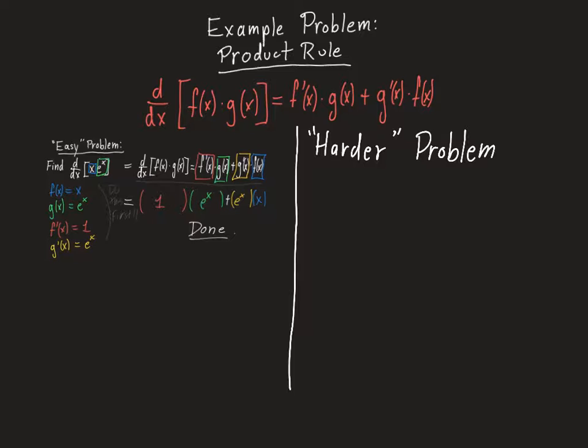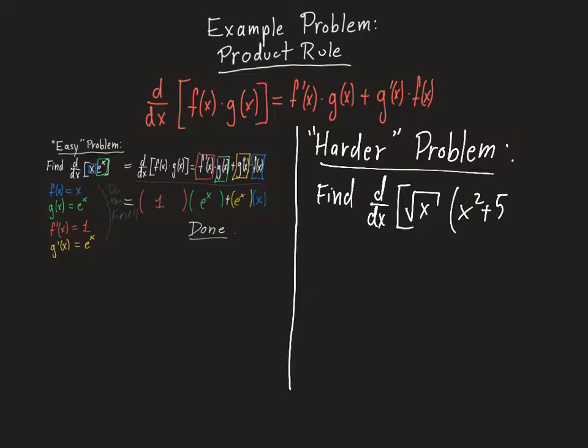And the only reason that I'm going to say this problem is harder is that the functions involved are maybe a little bit more complicated. So again, I'm just asking for a derivative, in other words, to find d/dx. And this time I'm going to have the function be square root of x times, in parentheses, x squared plus 5x minus 1.